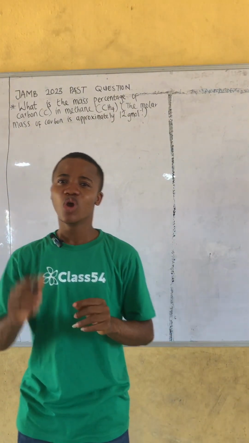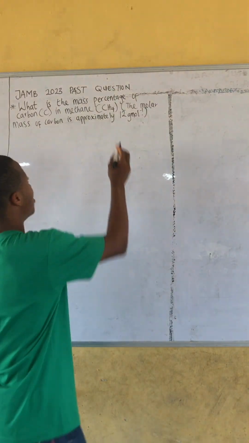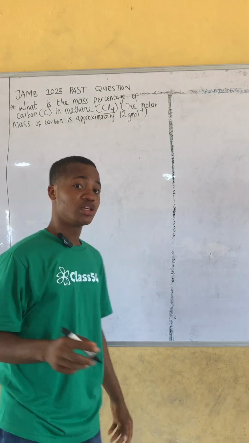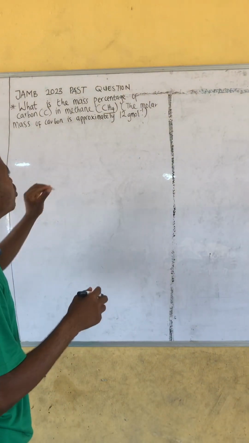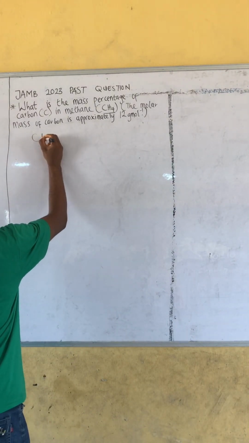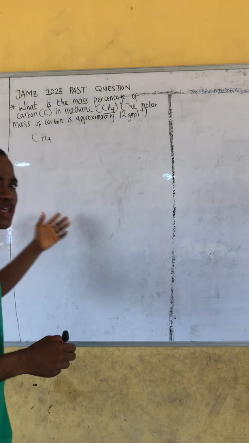To solve this question, we need to get the relative molecular mass of the compound, which is CH4, known as methane. So how do we get this? We need to write out the compound first, CH4. So now, how do we calculate the relative molecular mass?